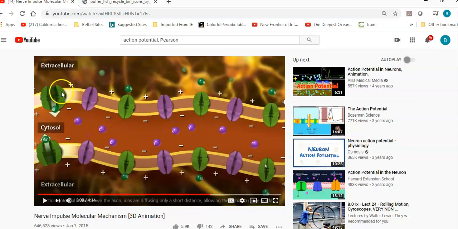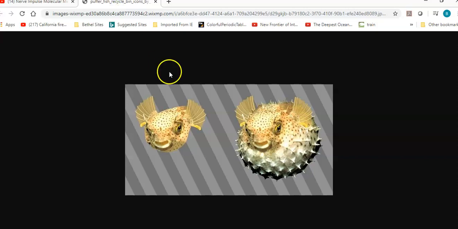These sodium channels open when an impulse comes along. So here's the impulse coming along. Boom, first thing that happens, these sodium gates open up, sodium pops in. You've probably all heard of puffer fish. Here's a puffer fish resting. Here's a puffer fish popped out.